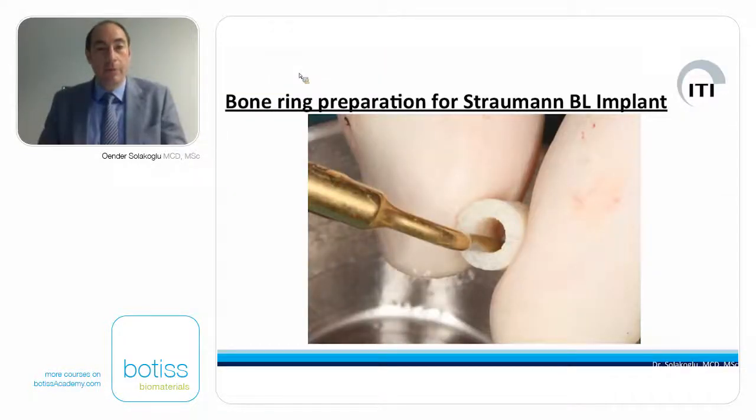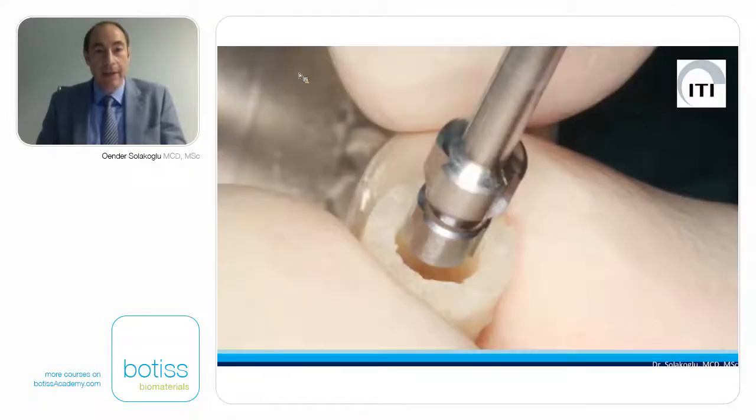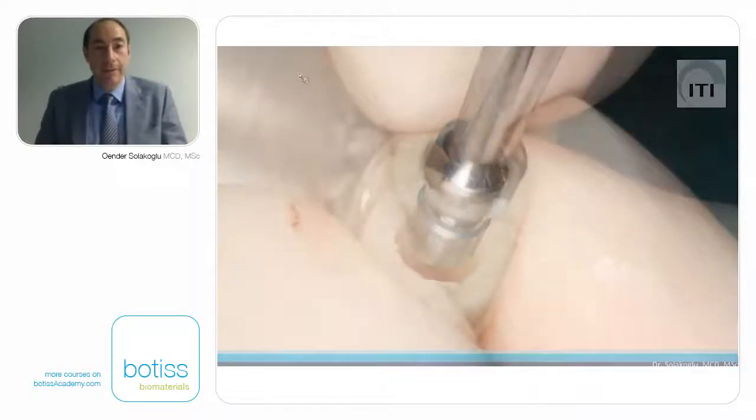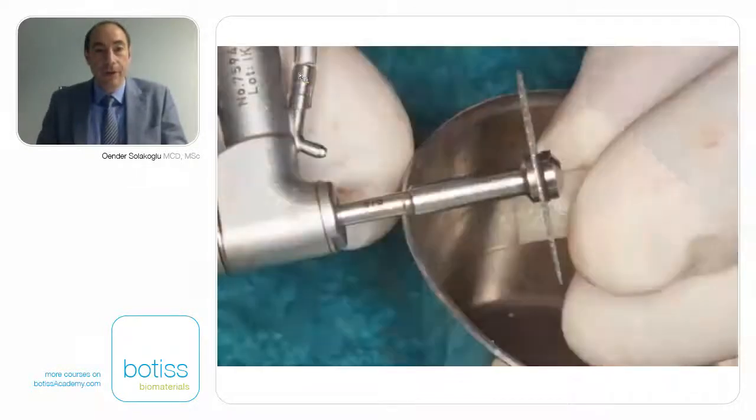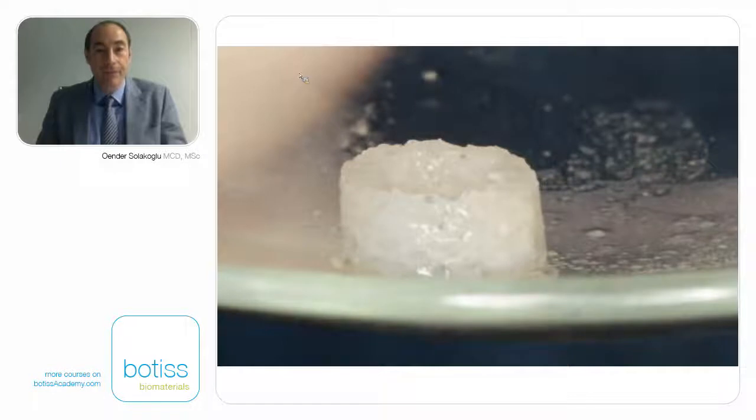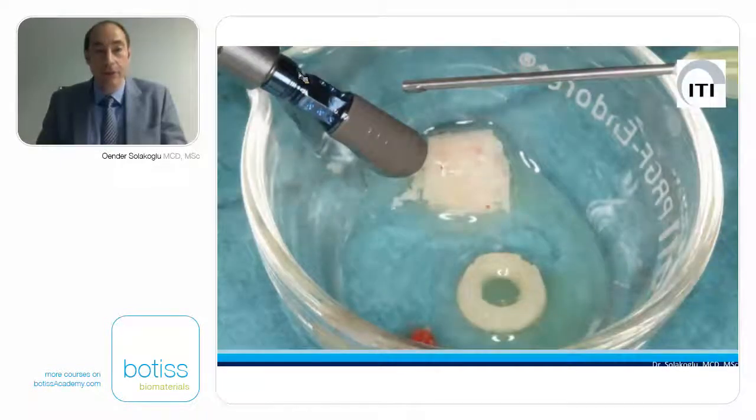So this is basically the preparation of the bone ring, and as I said before, we did this case many years ago, and at that point in time the bone rings were not available for Straumann Bone Level implants. Nowadays they are available for the 3.3 and the 4.1 millimeter implant, and you don't have to increase the diameter of the bone ring by hand anymore. However, at that time we did this, of course, very carefully, and we were able to insert a Straumann Bone Level implant in combination with the bone ring.